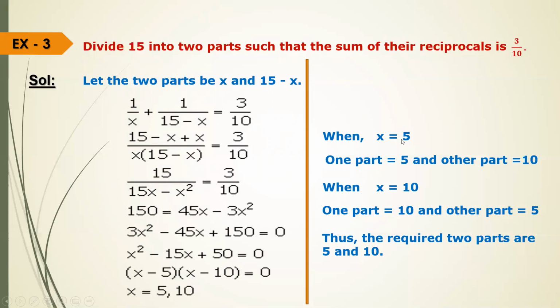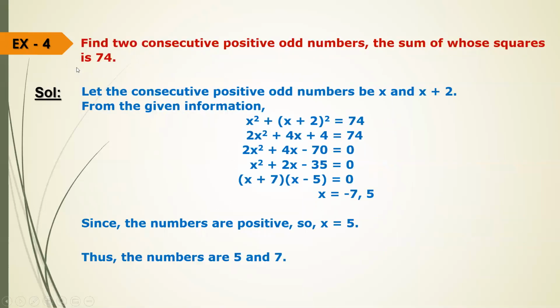If the first number is x, the second will be 15 minus x, that is 10. And if the first number is 10, the second is 15 minus x, that is 5. So the answer is 5 and 10 or 10 and 5. Both the answers are satisfying the condition given in the question for this particular question. See one more example. Find two consecutive positive odd numbers, the sum of whose squares is 74.